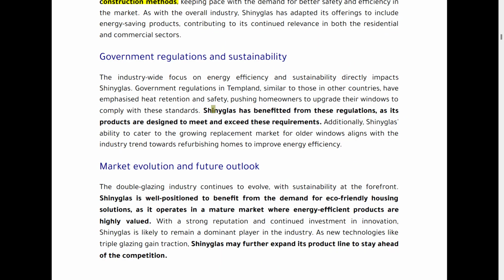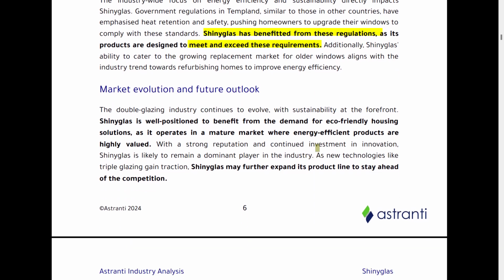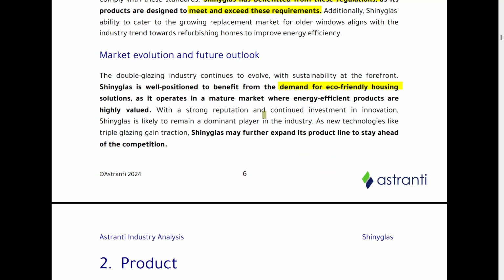Shinyglas has also benefited from government regulations, as its products are designed to meet and exceed these requirements, which helps to future-proof them a little bit. We also know that with the market evolving, Shinyglas is really well positioned to benefit from the demand for eco-friendly housing solutions, because it is continuing to evolve its product lines. A way that Shinyglas could protect itself from threats is making sure it's continuing to innovate, as we see things growing like triple glazing and other elements that might be developing in the industry which might pose a threat to Shinyglas's current business model, which we will look at in a bit more detail as we go.